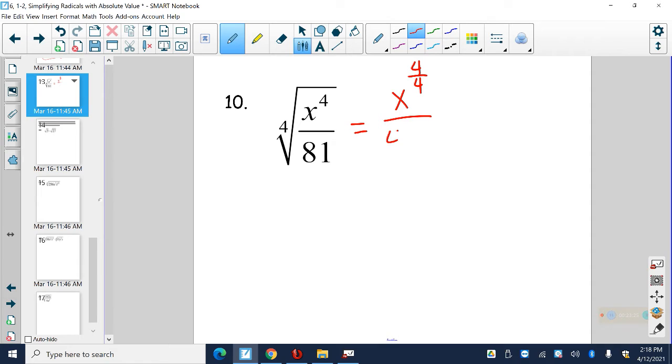Listen very closely. I'm going to rewrite this like this. What is 4 divided by 4? 1. So that's x to the 1st. Now, what is the square root of 81? 9. What's the square root of 9? 3. Did you see we just found the 4th root? One more time. The square root of 81 is 9. The square root of 9 is 3. So, do I need absolute value bars? Yes. Why? I had an even root with an odd power, so I have to have absolute value bars. Does everybody understand that? Okay.